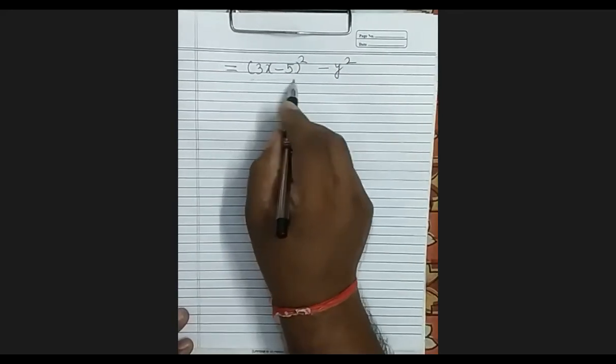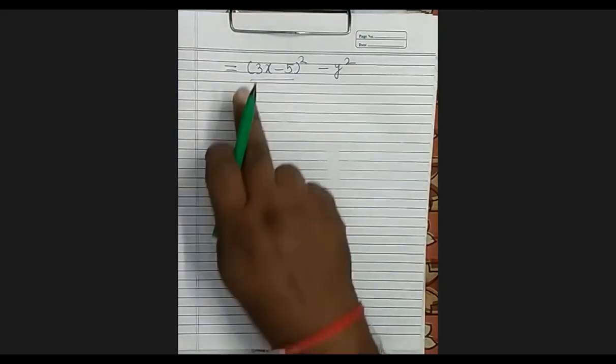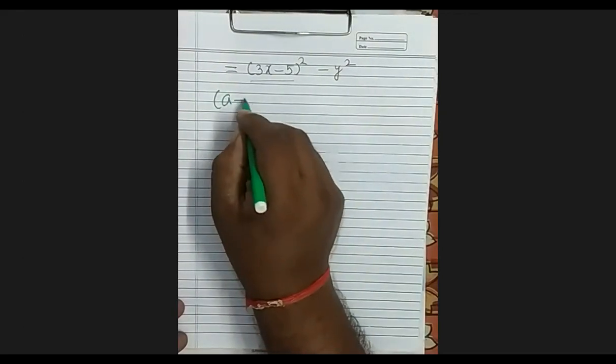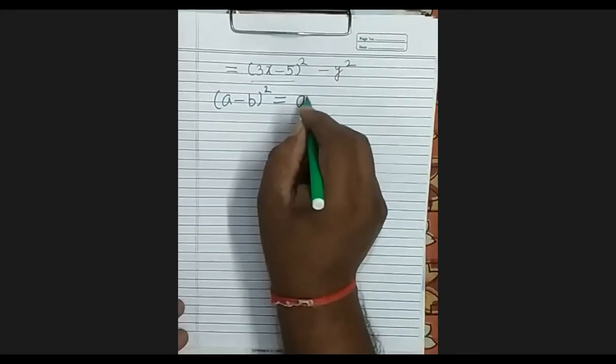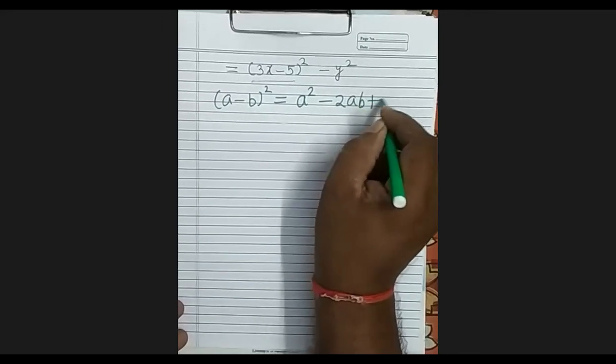Now, how can you simplify this? Who can tell? Sir, 9 square minus 25. No, it's not correct. A square minus B square plus 2AB, that is also not correct. A square minus 2AB plus B square. Yes, that is correct. Which formula will you apply? A minus B whole square equals A square minus 2AB plus B square.